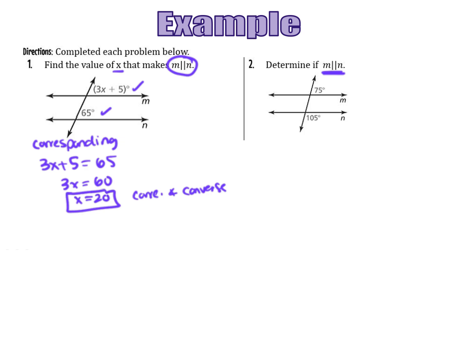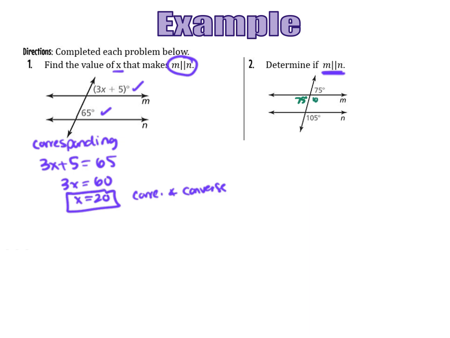Okay, the tricky thing about this problem is we have to remember that we don't know. We can't automatically say that this is 75 degrees because we don't know that the lines are parallel. So we have to use things that we know are true in general. So I know that this angle is 75 degrees because those angles are vertical. The parallelness of these two lines has nothing to do with that.